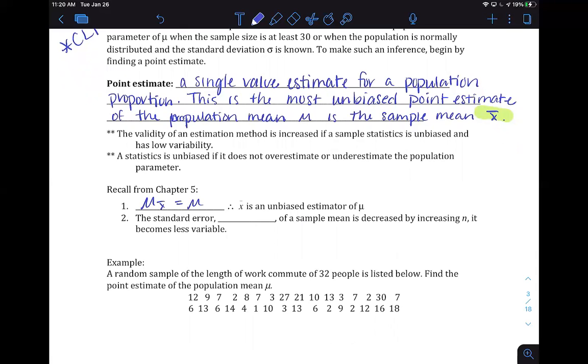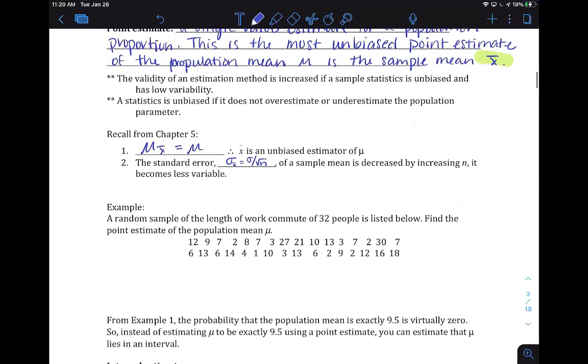And then our standard error, sigma of X bar equals sigma divided by the square root of n. The standard error of a sample mean is decreased by increasing n. So the larger the sample, the closer you are to the population standard deviation. And we talked about that last unit.